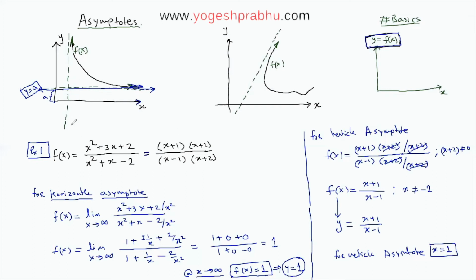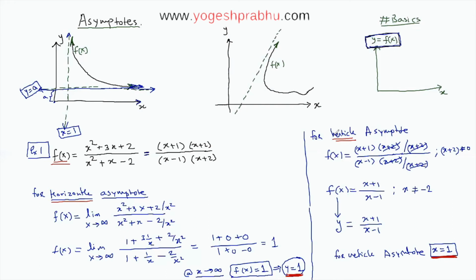So this one over here, the vertical asymptote, is a vertical line, right? And the vertical line equation is going to be x equal to something, and that is x is equal to 1. This is how we got it. So for the given function f of x, we have found the horizontal asymptote to be y is equal to 1, and the vertical asymptote to be x is equal to 1. Okay, that is the method of finding vertical and horizontal asymptotes.